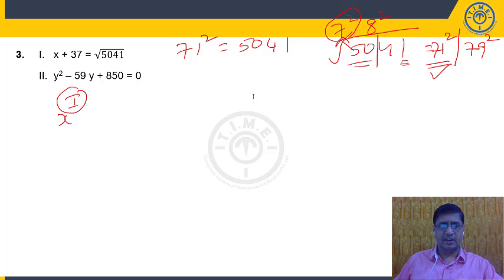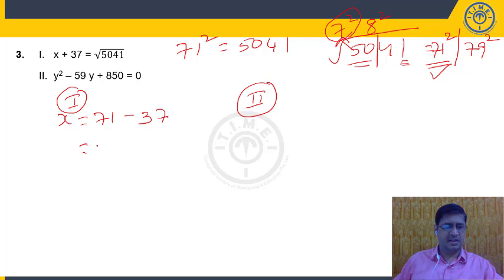The equation 1 and the equation 2. Now if you observe equation 1, what is the value of x? It is 71 minus 37. What is the result? It is 34. The value of x is equal to 34.